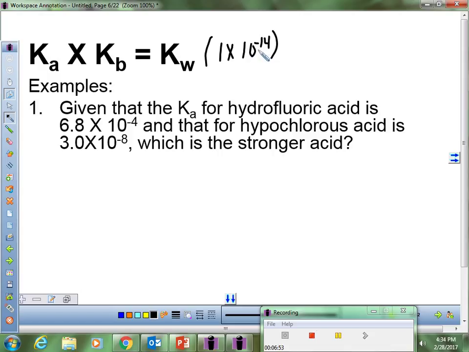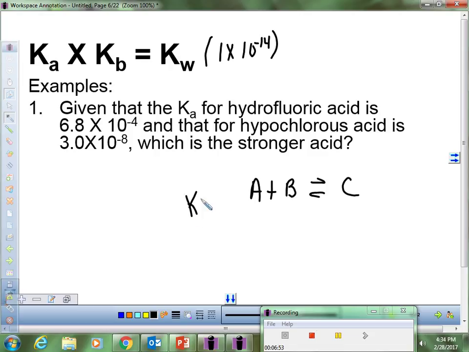Alright, if you think back to last chapter, the bigger the K got, the more it favored the products. So if we had like A plus B making C, and a K was like 2,000, that means it really favored, at equilibrium, favored C. If we had a K of like 0.02, then it kind of favored this way.